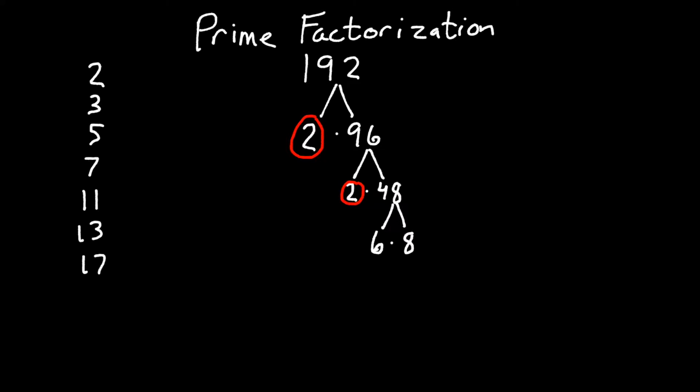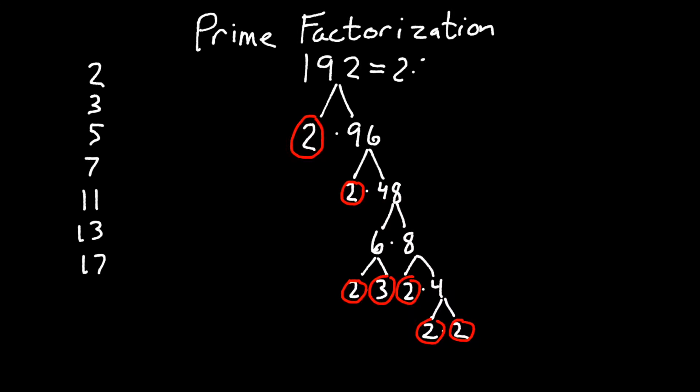So now I have to split both of them down. I get 2 times 3 for 6 and 2 times 4 for 8. And of those 4 numbers, 3 of them are prime. And then lastly, I need to split down 4 into 2 times 2, and I get the rest of my factors. So 192 splits down into 2 times 2 times 2 times 2 times 2 times 2 times 3.